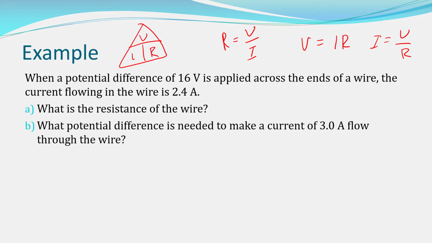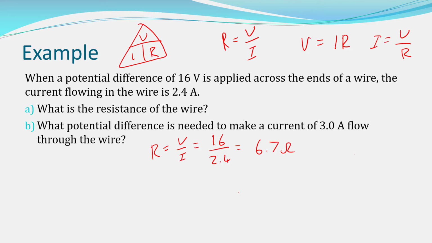So for part A, it's just asking for the resistance of the wire, and we know that the resistance is equal to V on I. Now this version of the equation is the one that's in your formula sheet, so it shouldn't be too tricky to get to. And that's equal just to the 16 volts divided by the 2.4 amps. Now keep it in volts and keep it in amps, and your resistance will be given to you in ohms. And that should be 6.7 ohms.